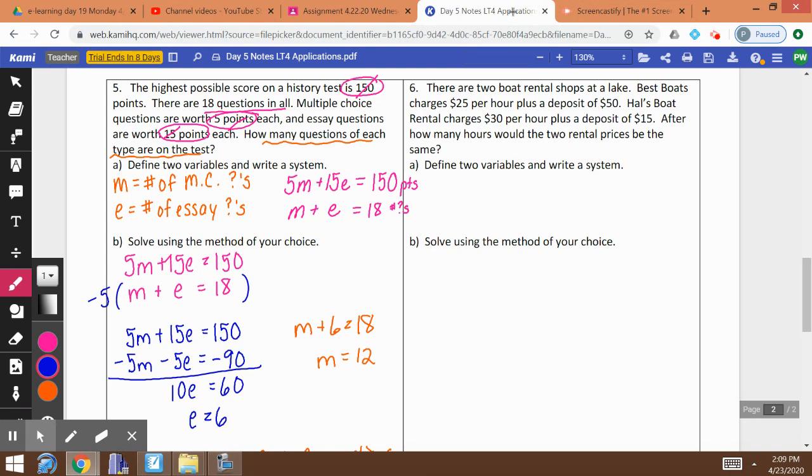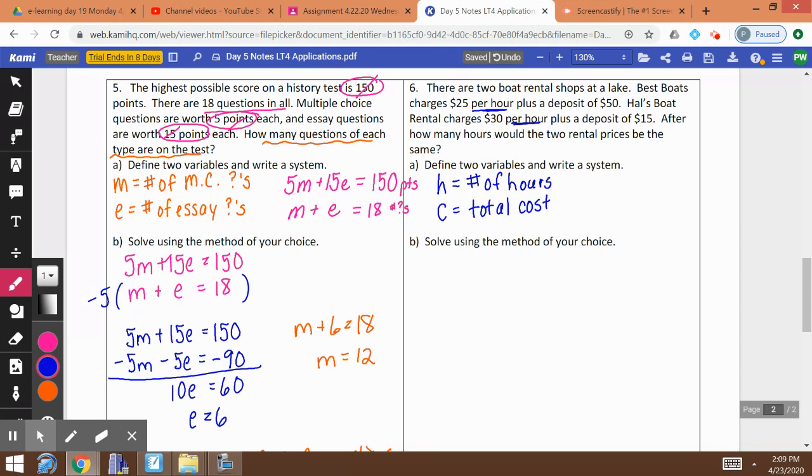So because I see it charges per hour on something, that means one of my variables is not going to be per hour, but the number of hours. And really, when you're going to rent a boat, you want to know the total cost. So you can use whatever letter you want to. I'm going to use C for the total cost.